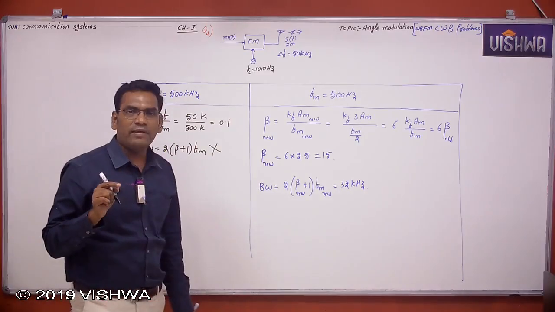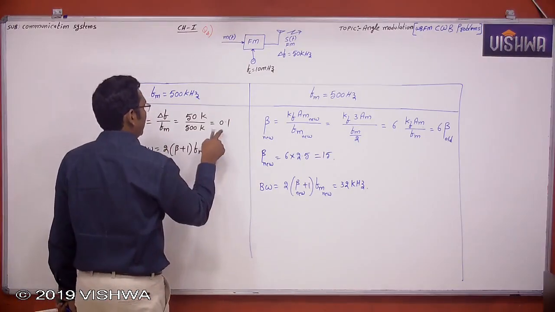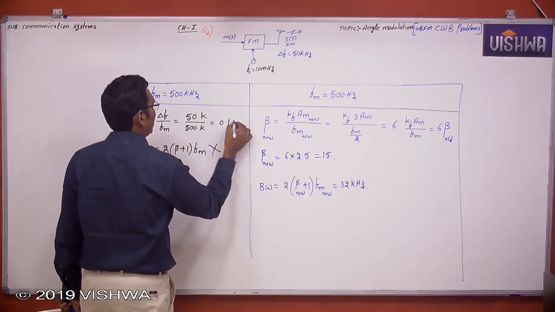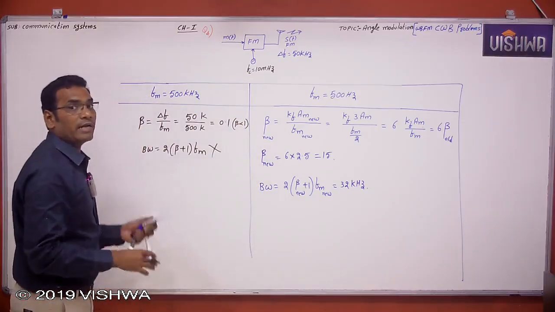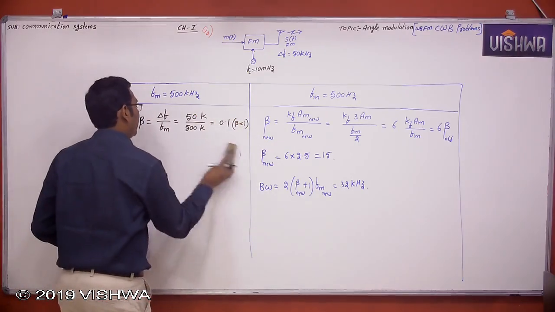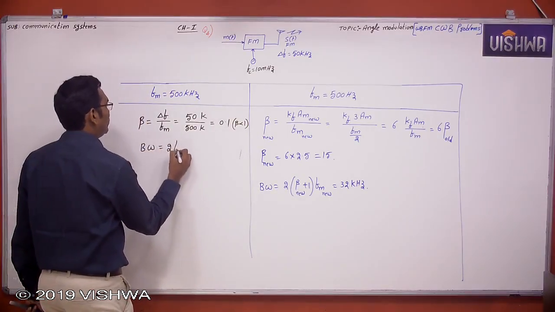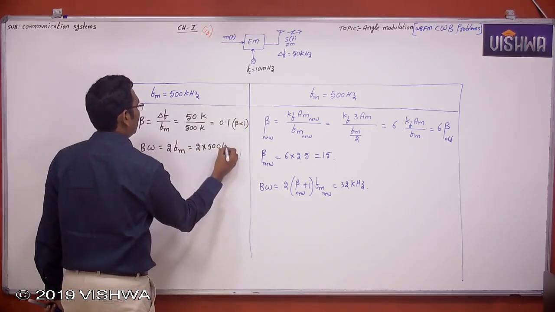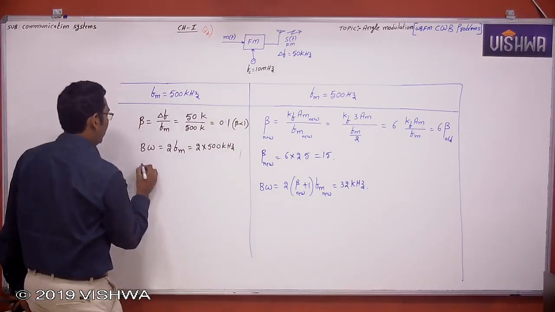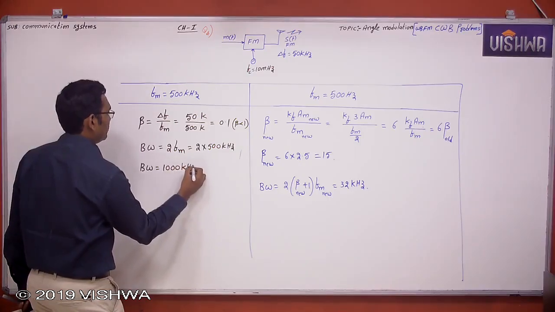Once the beta value is available with you, first wait a second and identify whether this beta 0.1 is a narrowband FM or a wideband FM. This is beta less than 1. Therefore, it is not a wideband FM, it is a narrowband FM. Then the bandwidth formula is not this. The bandwidth formula is nothing but 2 into Fm, which is 2 into 500 kilohertz. Therefore, bandwidth is 1000 kilohertz.